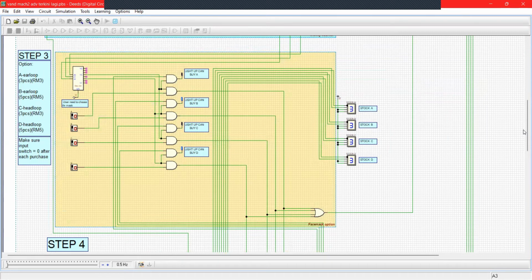For the face mask, we provide 4 options A, B, C, D according to the variation, ear loops and head loops, and either 3 pieces or 5 pieces, which is RM3 and RM5, accordingly each one of them. So, for example, I want to choose B, 5 pieces, RM5, which will take all the money I've given. For your information, if we input RM3, we can only choose A or C, and if we input RM5, we can only choose B or D. For RM3, A or C. For RM5, B or D.